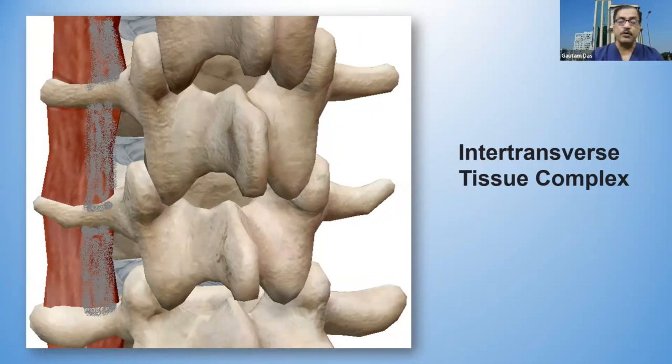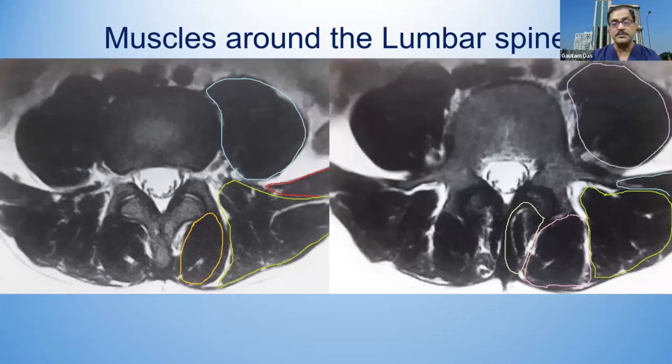So these together form the intertransverse tissue complex, and just below that is the foraminal area, the neurovascular bundle, and just below that there will be the psoas. When we put our probe over the transverse process, we'll be able to identify these structures: the intertransverse tissue complex, then the neurovascular bundle, and then we'll see the psoas major muscle.